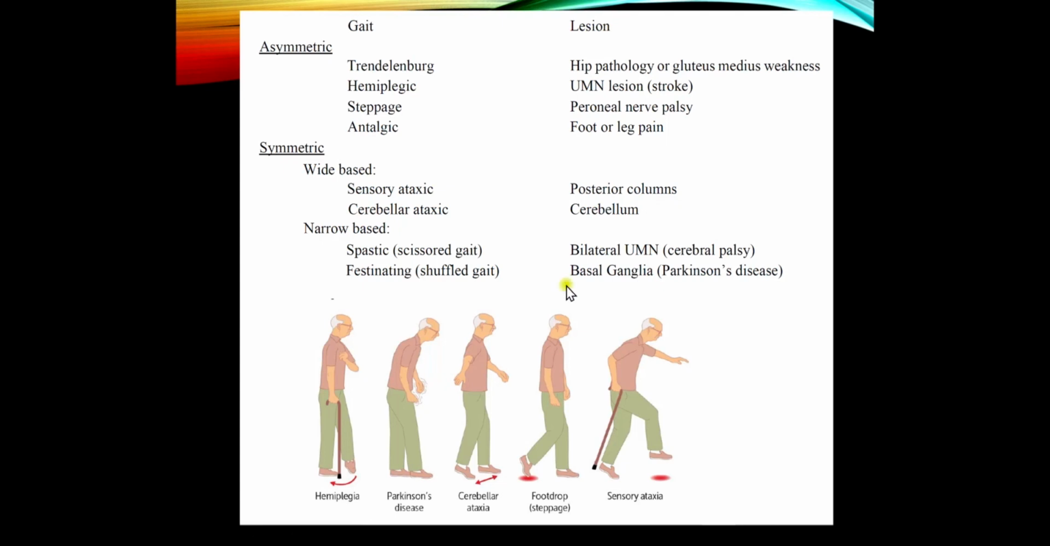All right, and then finally another narrow base gait, otherwise known as a festinating or shuffled gait, is Parkinson's disease. And patients with Parkinson's, they tend to bend over, flex like this. The weight of the body kind of gets in front of the feet, which can make it very easy for them to topple over.